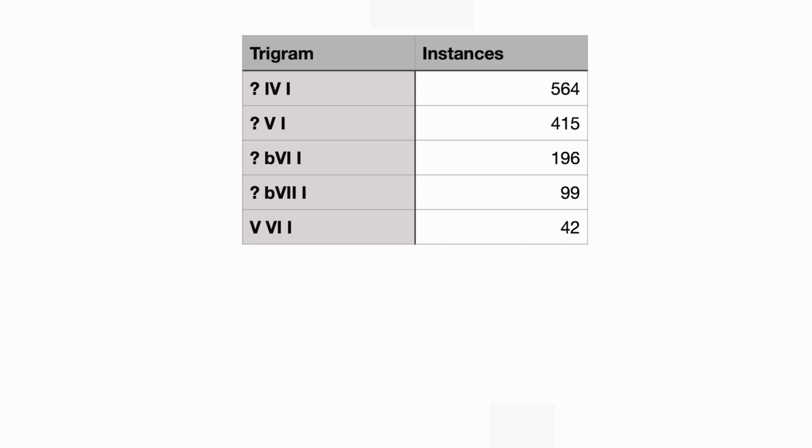Together, 4-5-1 and 2-5-1 happen 415 times. 5-4-1 and flat 7-4-1 and 6-4-1 happen 564 times, meaning that the subdominant tonic relationship is actually the most common in rock and roll.